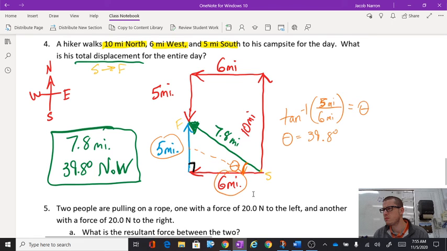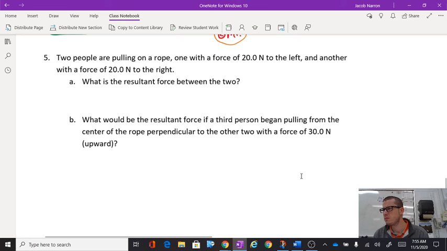Number 5, as we wrap this up. It says two people are pulling on a rope, one with a force of 20 newtons to the left, and another with a force of 20 newtons to the right. It asks, what is the resultant force between the two?